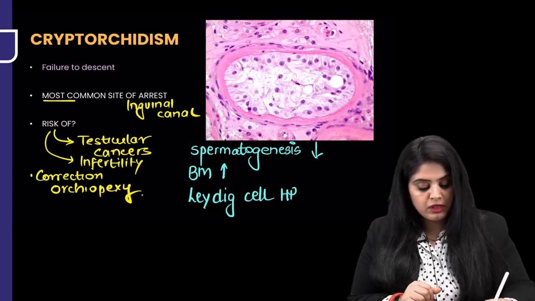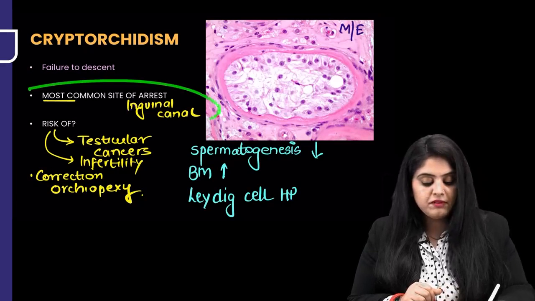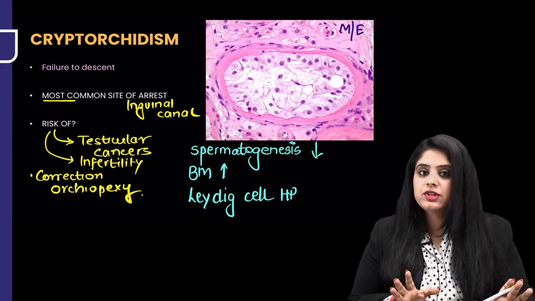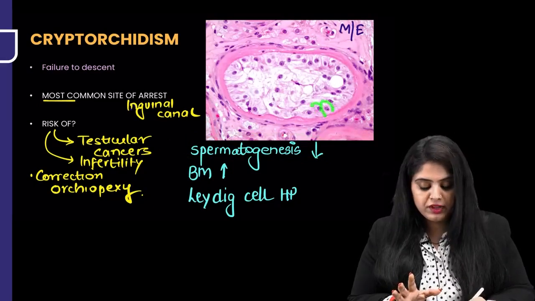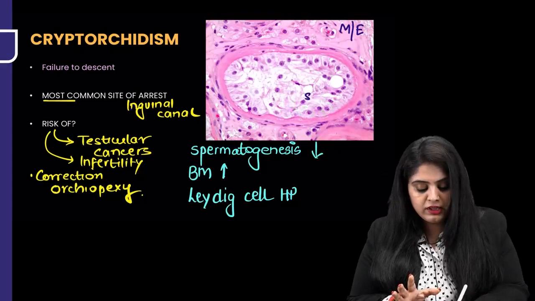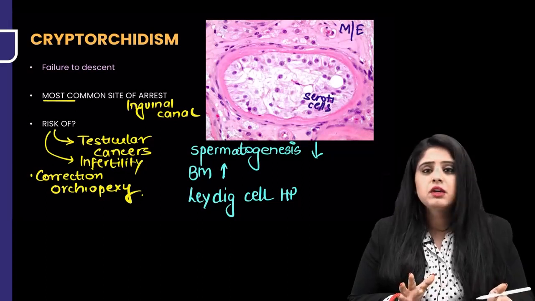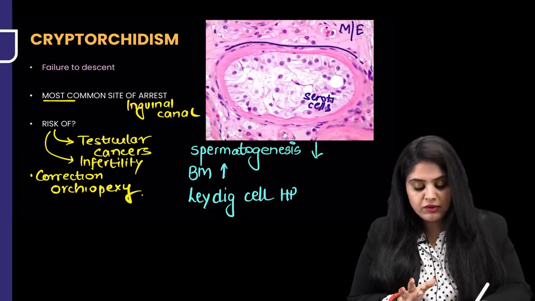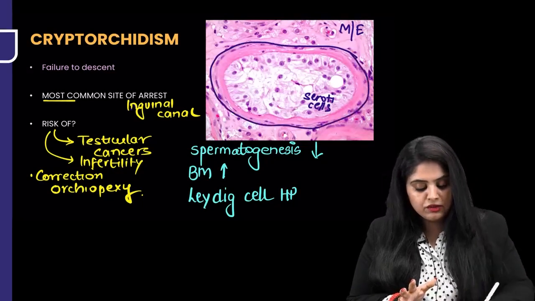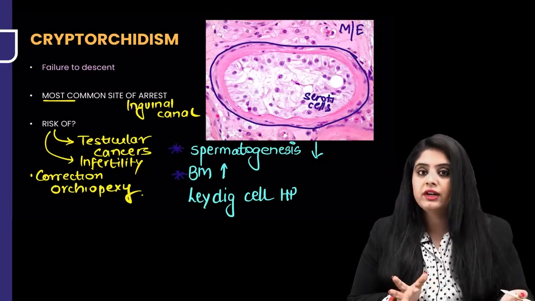What do you see microscopically? Tell me something. If the testis is lying above in the inguinal canal, will there be any spermatogenesis over there? No. You know what you're seeing over here? These cells are only and only the Sertoli cells. I'm not seeing the spermatid, spermatogonia, spermatocyte, because spermatogenesis is not going to occur. Second, the cells are surrounded by a very, very thick layer. So this means the basement membrane is becoming very thick and spermatogenesis is not happening.